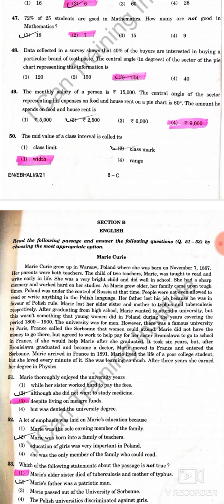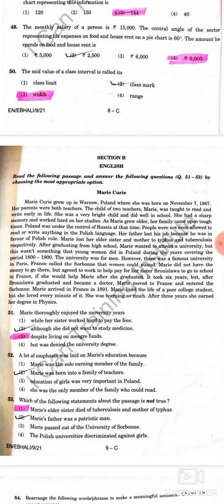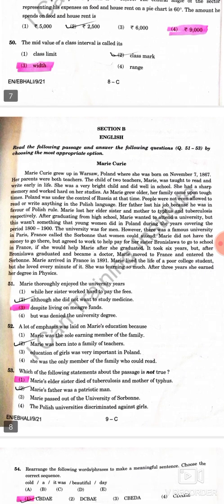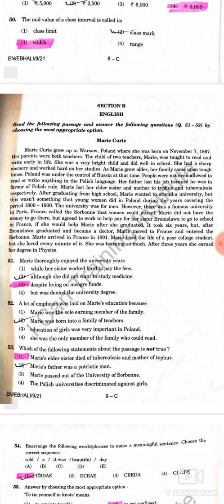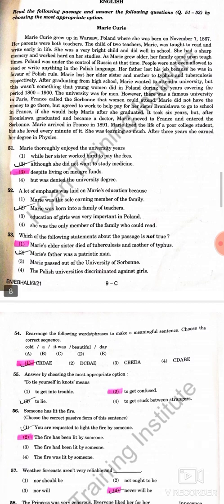Let's move to Section B, English. Read the following passage and answer the following questions by choosing the most appropriate option. Question number 51. Mary truly enjoyed the university years, and the answer is option number 3. Question number 52. A lot of emphasis was laid on Mary's education because, and the answer is option number 2.